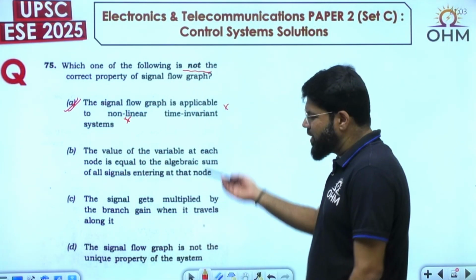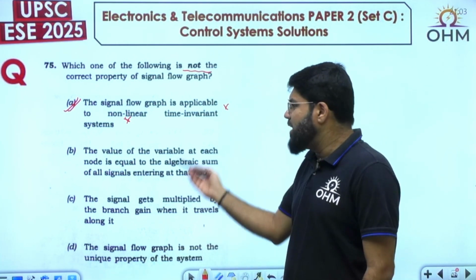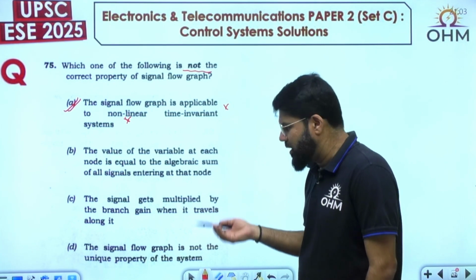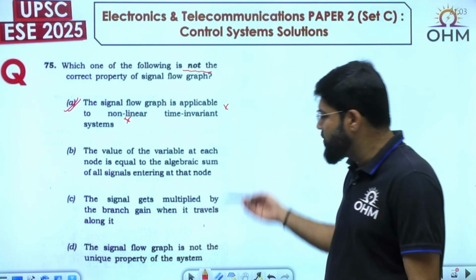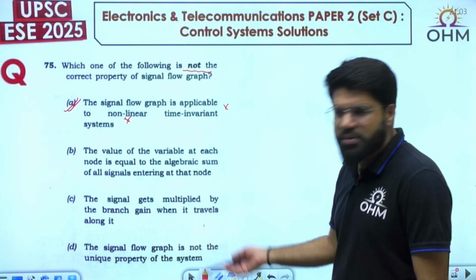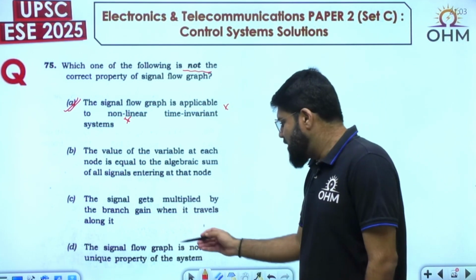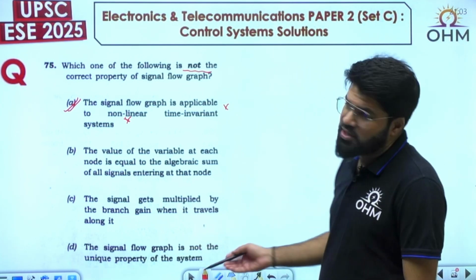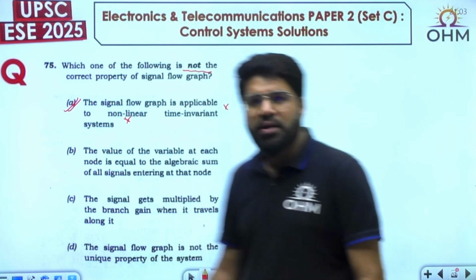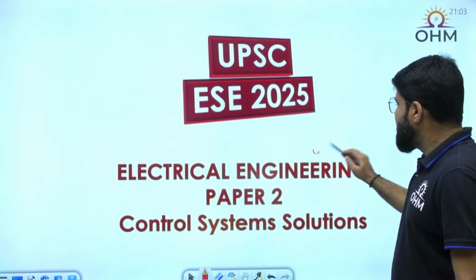Rest you can read and understand; only one option can be marked. The value of the variable at each node is equal to the algebraic sum of the signals entering that node. Correct, this is how we read and write down the equations from a graph. The signal gets multiplied by branch gain when it travels. 100% correct. The signal flow graph is not a unique property of the system. Very correct, because for a single system you can draw the graphs in multiple ways.